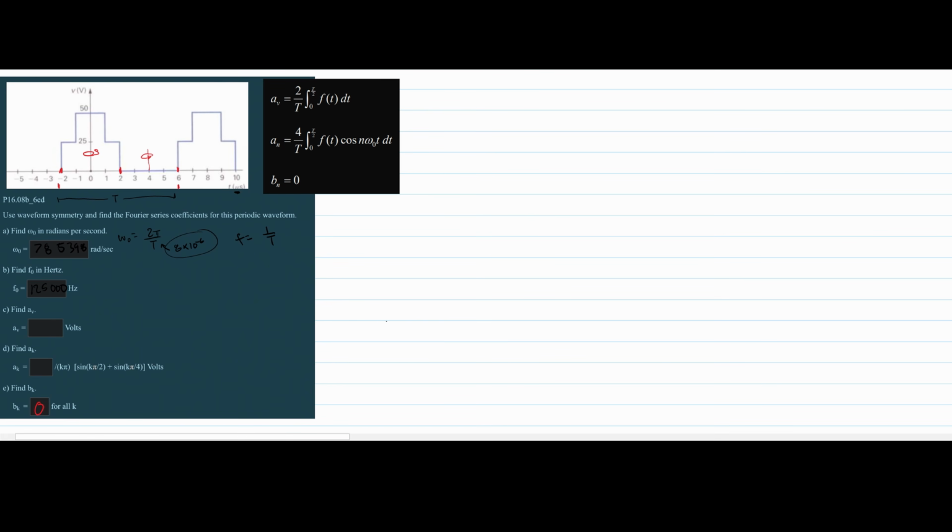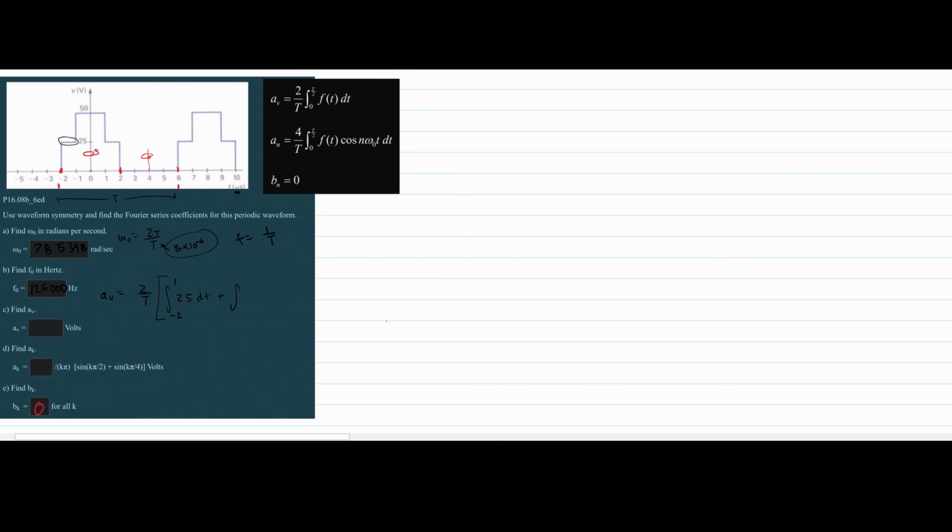We're going to start out with our AV. Our AV is going to be the first one. So we're going to say AV equal to 2 over T. And now we have to deal with the integration. We can see that our integration changes levels right here. So we're going to be going from -2 to -1, and this is 25. This is our f of t, right? Our f of t is this right here. And so this is going to be dt.